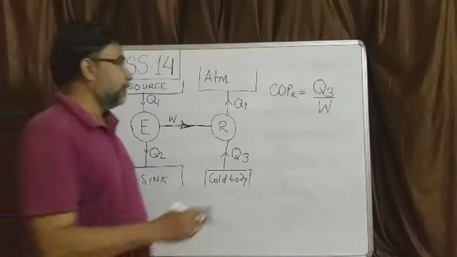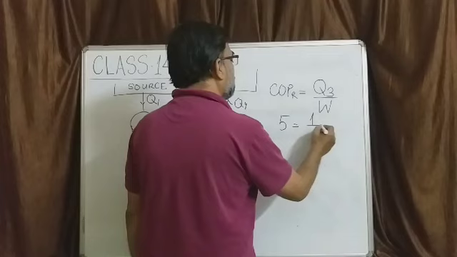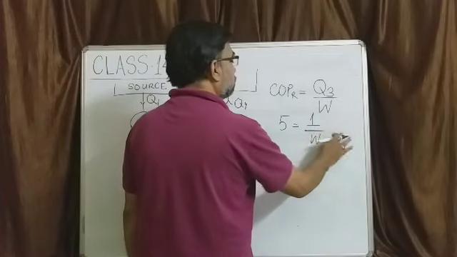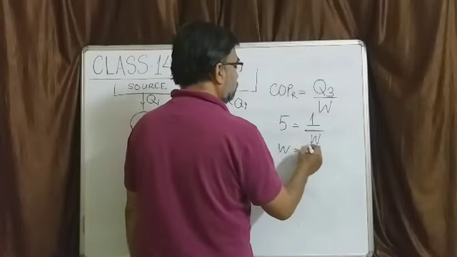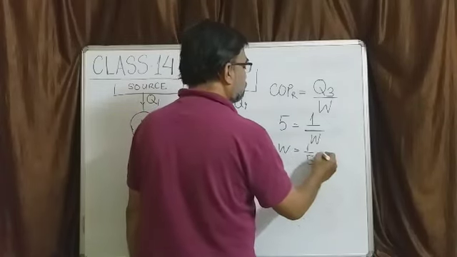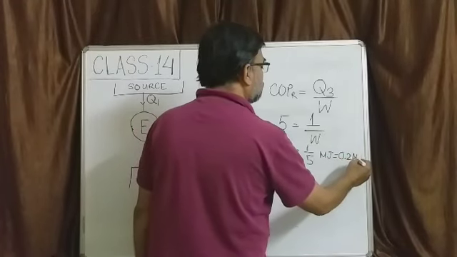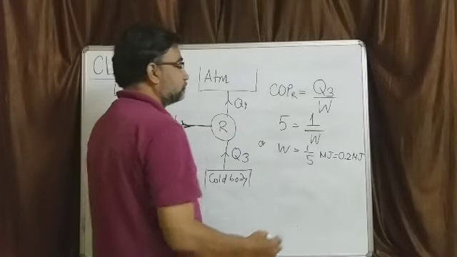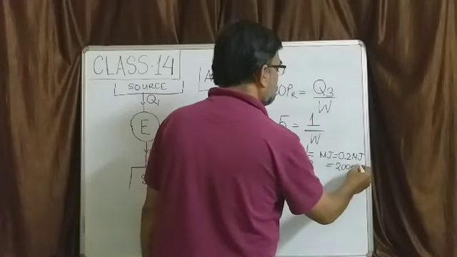And coincidentally this work input to the refrigerator, I am repeating, is the work output from the engine. So 5 is equal to 1 by W, or W is equal to 1 by 5 megajoules. That is 0.2 megajoules. Right? 0.2 megajoules is 200 kilojoules.